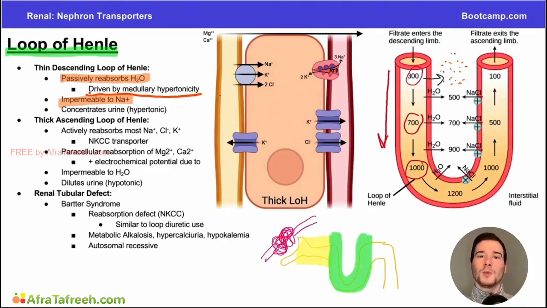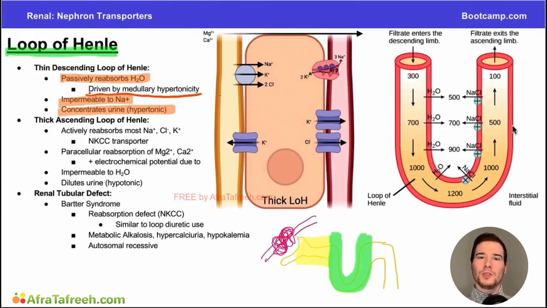So if we're just able to reabsorb water in this portion of the nephron, but not actually reabsorb the solute, that should make sense as to why we're getting more and more concentrated as we move our way down the thin descending limb of the loop of Henle. So that explains our last point, which is that the thin descending loop of Henle acts to concentrate the urine and create a hypertonic state. Hypertonic meaning that there is a lot of solute in it relative to the amount of water.